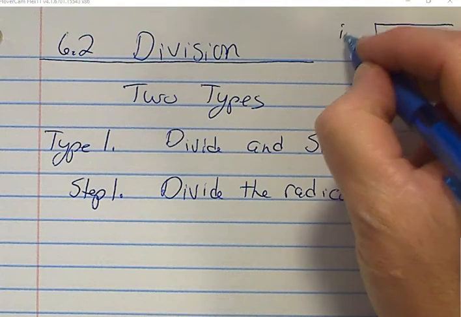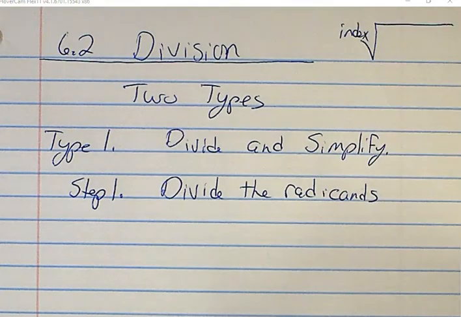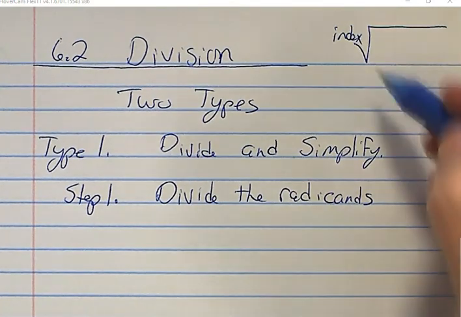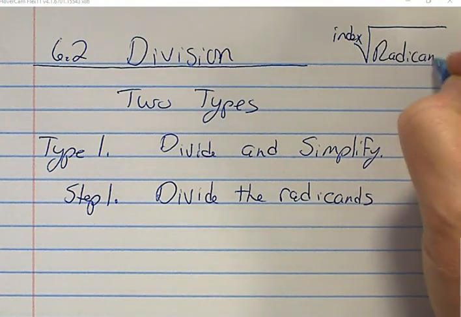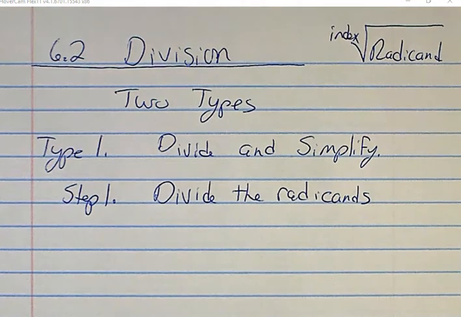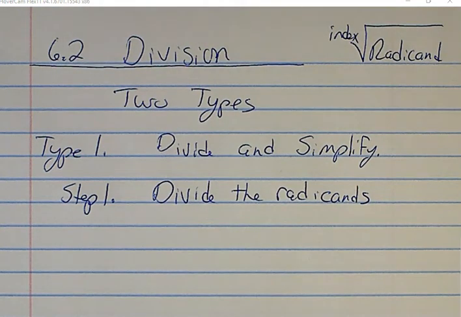And if you have forgotten over the last couple of days, the index is going to be the number that's right here on the outside of the square root. The radicand, that's going to be the number that's on the inside, or the variable that's on the inside. So first step, we're going to divide the radicands.